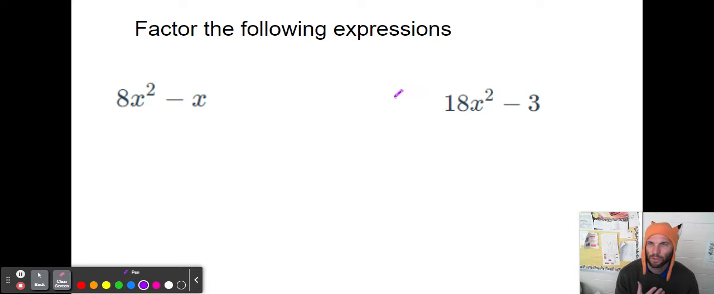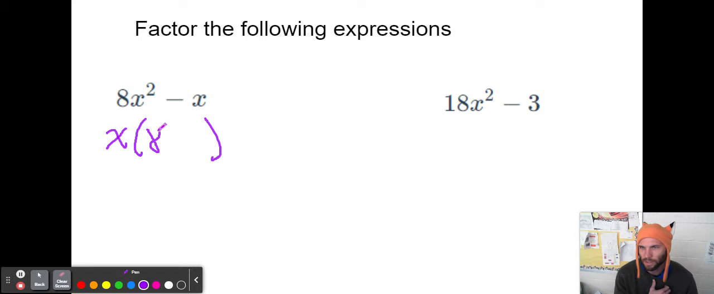And here are some examples. Factor the following expressions. So think about 8x squared minus x. We're going to have a greatest common factor. So what do they both have in common? Well, this is 1, so we're not going to have a coefficient, but they both have x. So I can pull out x as a GCF. And x times what is 8x squared? This is 8x. So x times 8x is 8x squared. And then this is minus 1. x times 1 is x.